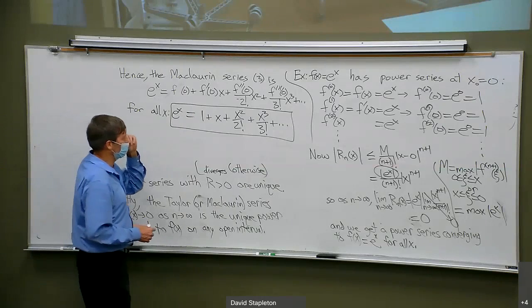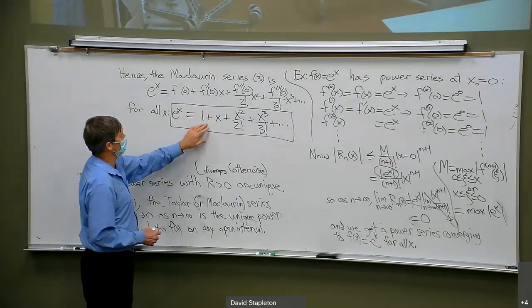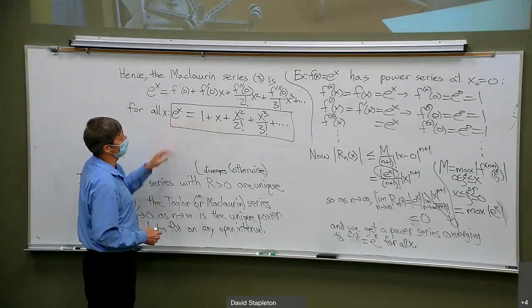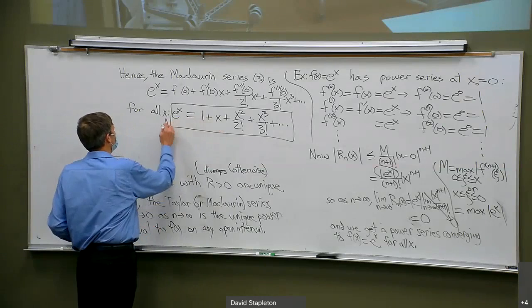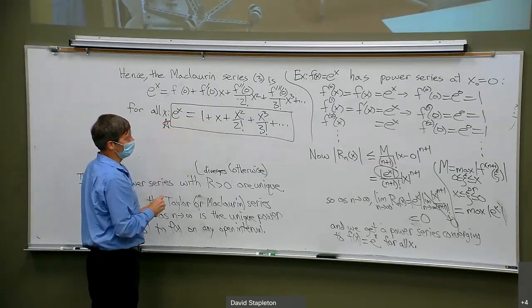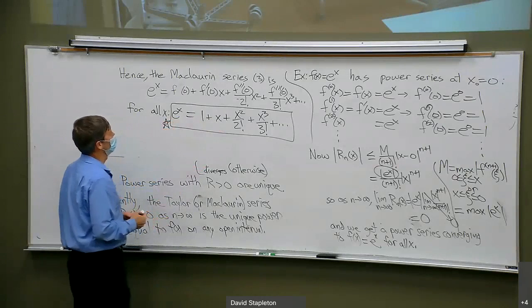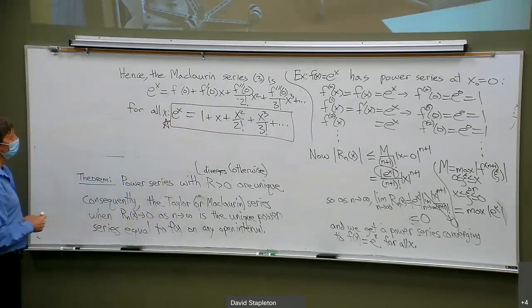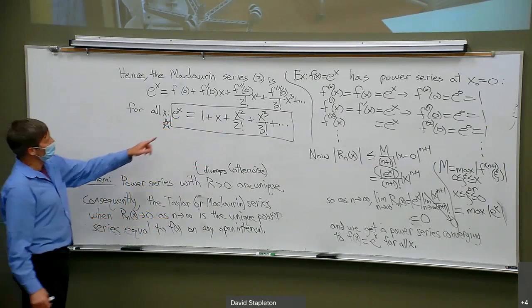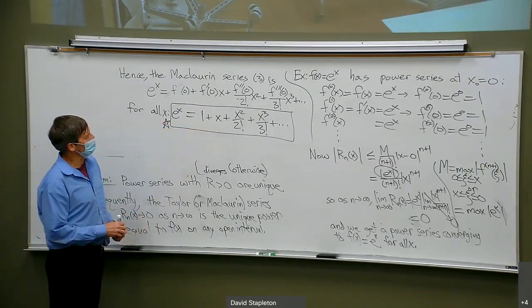But when the remaining terms go to 0, this power series converges to the function for those values of x for which the remainder went to 0. And so we call that the Maclaurin series or Taylor series for that function. And here we found that e to the x has a power series that represents it for any real number x. You just plug that in.